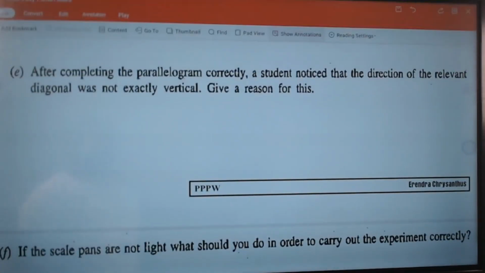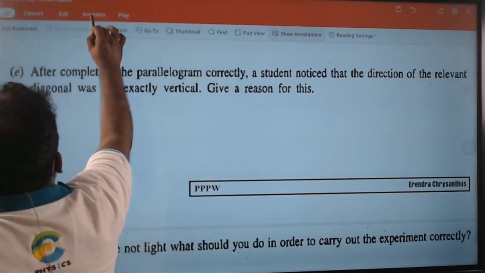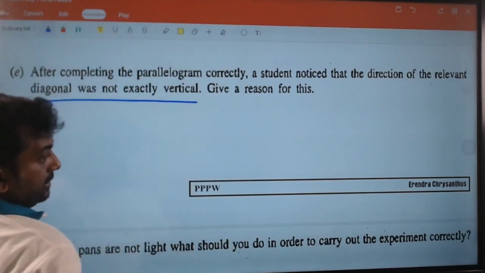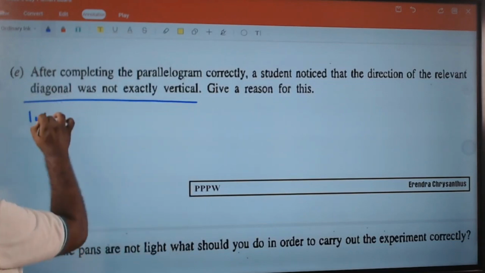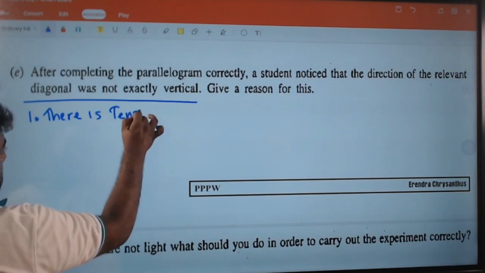After completing the parallelogram correctly, a student noticed that the direction of the relevant vertical is not diagonal. What's the reason? Many reasons are there. First one, there is tension in the string.